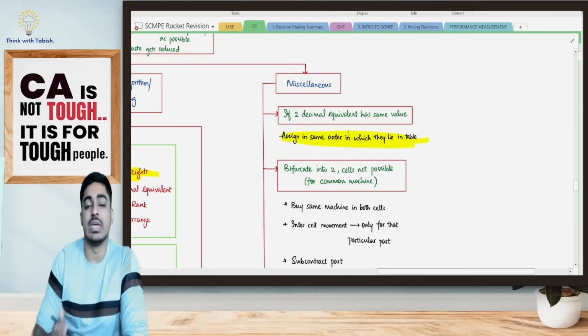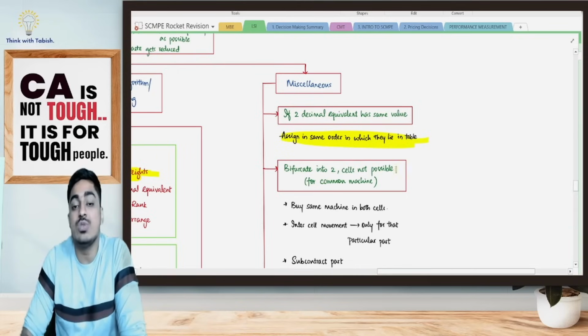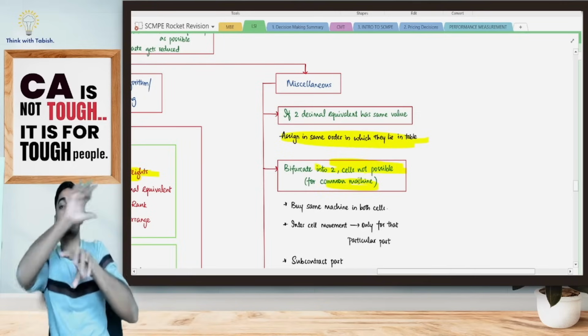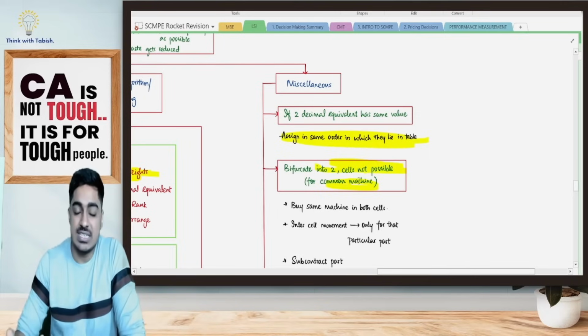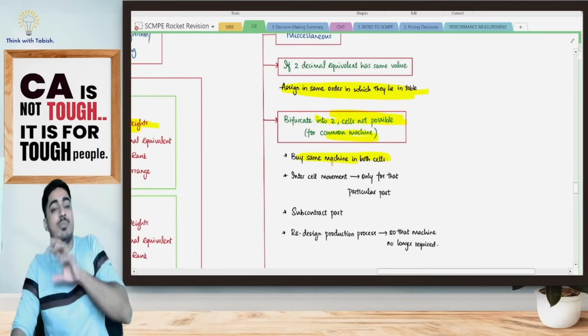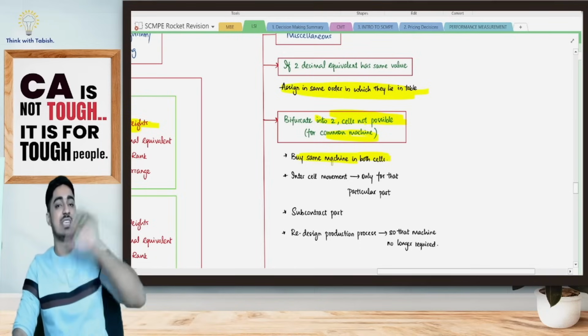If bifurcation into 2 cells is not possible because there is one common machine which is needed for both the cells, what should we do? A few suggestions can be given. Either I can buy the same machine for both the cells. For both the cells, I'm going to buy that machine.